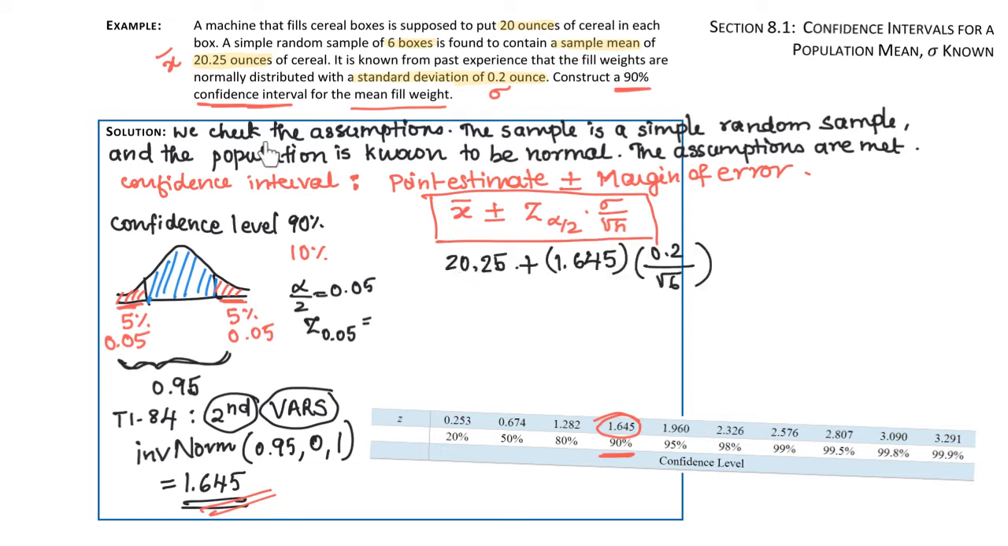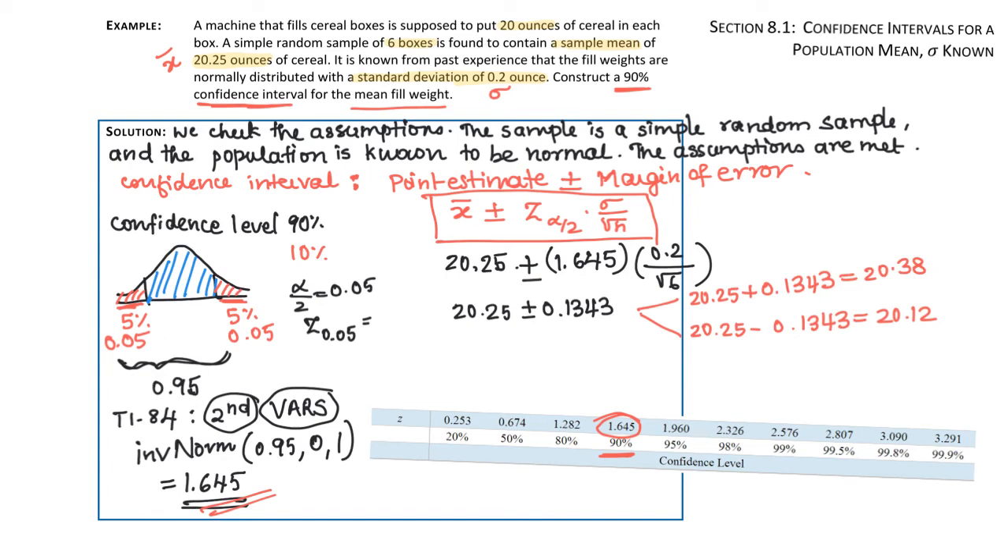So mean is 20.25, the critical value is here, and sigma 0.2, and square root of n is 6 boxes, so square root of 6. Now calculate this. So if you add the margin of error, you will get 20.38. If we subtract the margin of error, you will get 20.12. Here I rounded to 2 decimal places.